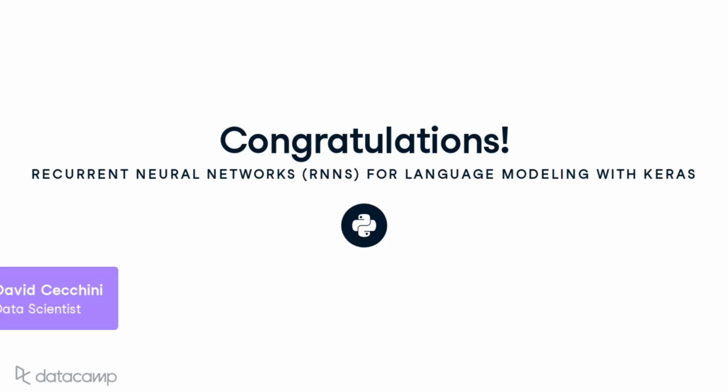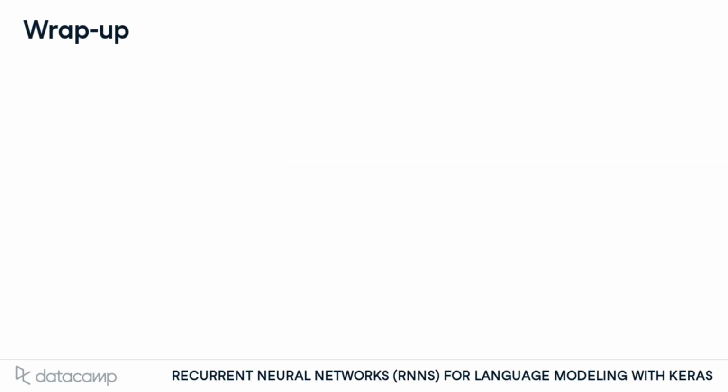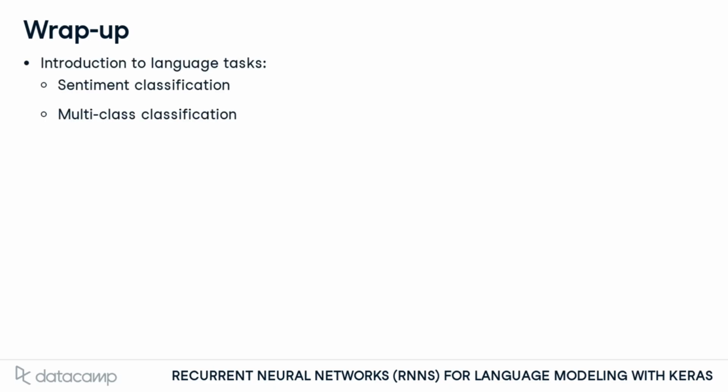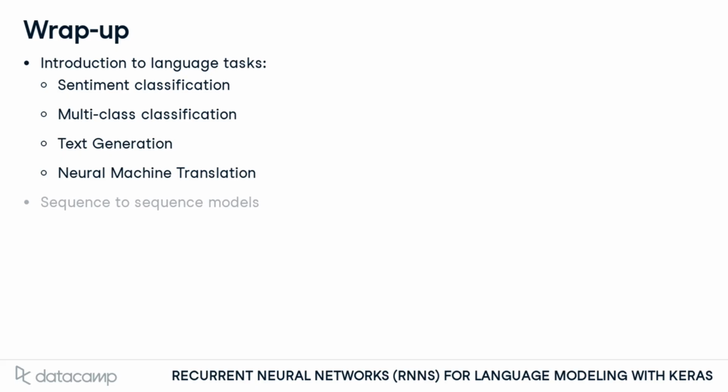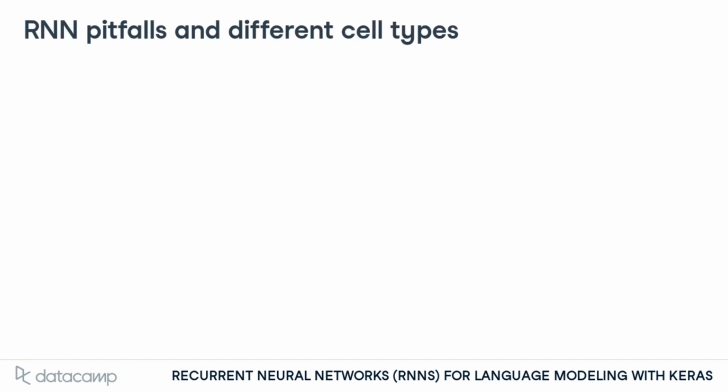Congratulations! You came a long way into the universe of language models using Python and Keras. In this course, you learned 4 different applications of language models using Keras: sentiment classification, multi-class classification, text generation, and neural machine translation. Also, you learned the different types of sequence-to-sequence models. Finally, you learned the main modules and packages in Keras that make it possible to implement the models. You also learned about some pitfalls that occur when implementing RNN modules, the vanishing and exploding gradient problems.